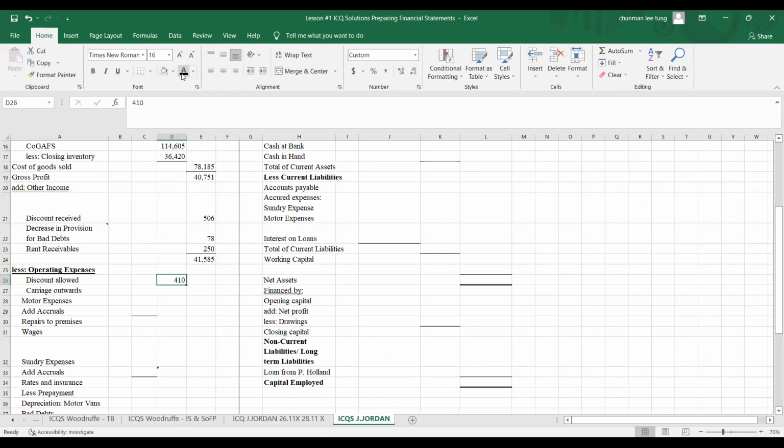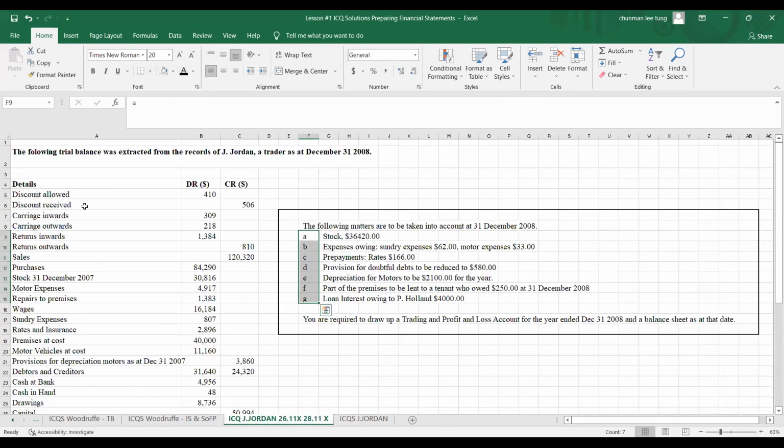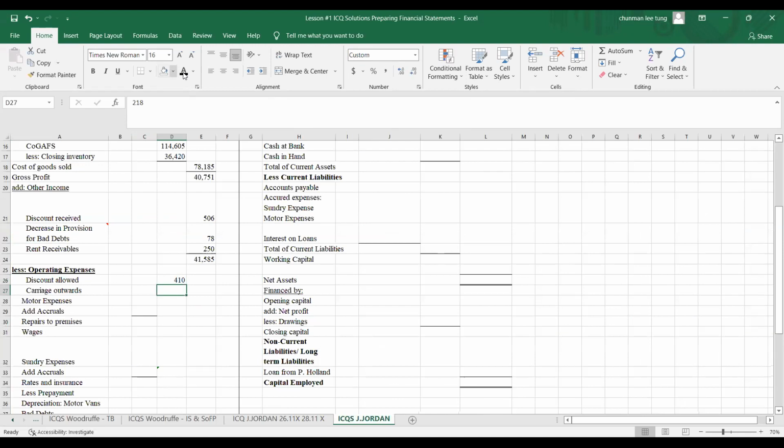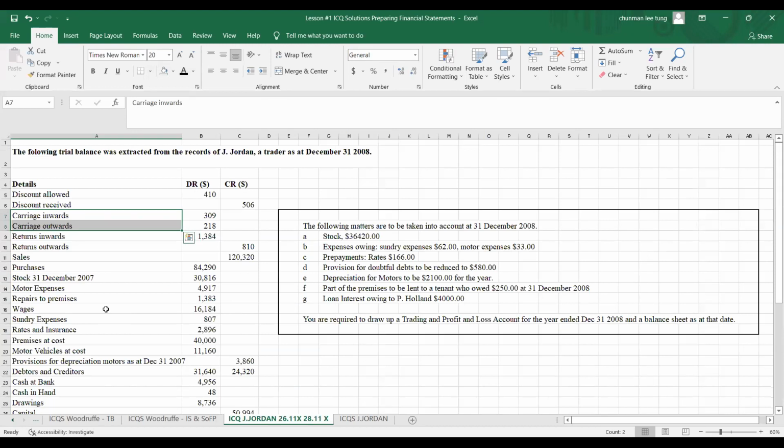The next expense, let's see, between carriage inwards and carriage outwards. Which of these two is the expense again? Between carriage inwards and carriage outwards? Carriage outwards, good. That will be accounted next. $218. The next expense is not return inwards, not return outwards, not sales, not purchases, not stock. We have motor expenses, $49.17.